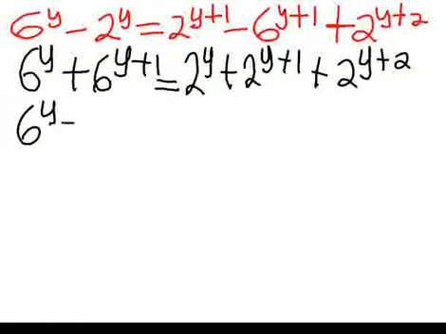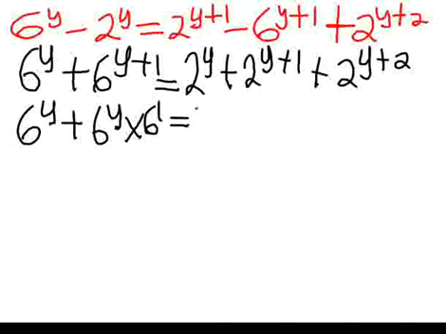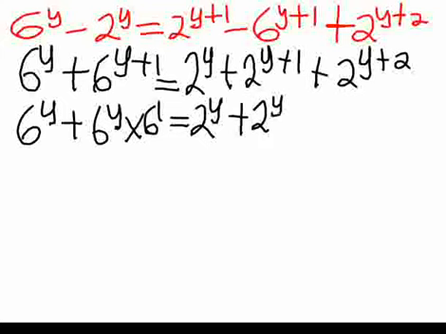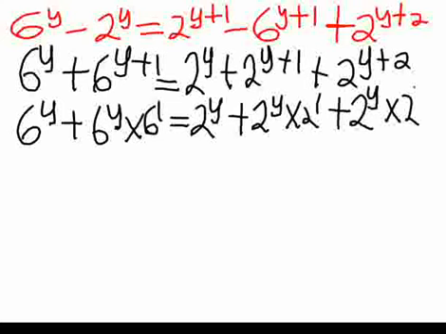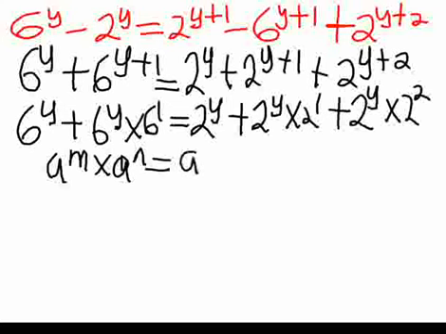In splitting that, this splits into 6 raised to power y multiplied by 6 raised to power 1. I bring down the 2 raised to power y. This splits into 2 raised to power y multiplied by 2 raised to power 1. And this also splits into 2 raised to power y multiplied by 2 raised to power 2, according to the rule of indices. The rule of indices I use there is a raised to power m multiplied by a raised to power n equals a raised to power m plus n. That is the rule of indices that is used in that splitting.